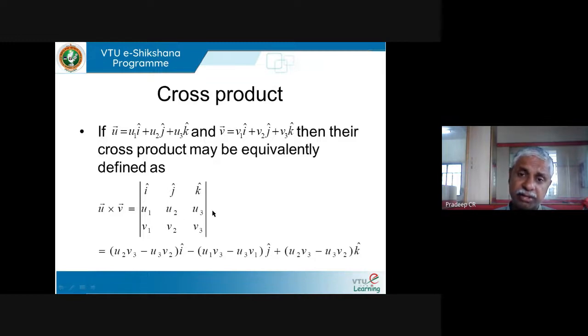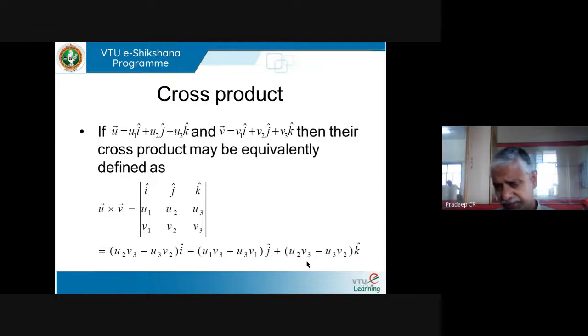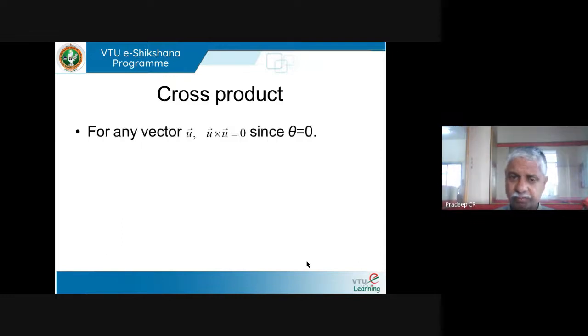We know how to evaluate this determinant: i into this into this minus this into this, minus j into this minus this into this, plus k into this minus this into this. That's what I have written. That's what you see on your screen. This is the definition of cross product. Either you can use this definition or you can use this definition. In fact, we'll keep using both of them, like how we did in dot product. We had two definitions and we had to go back and forth between those two.